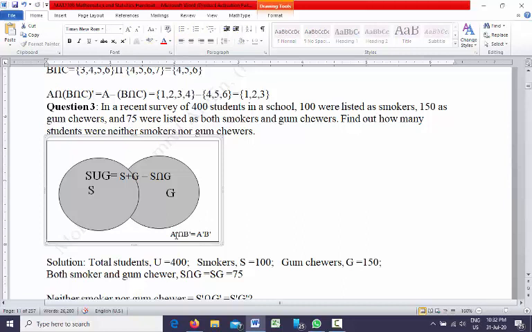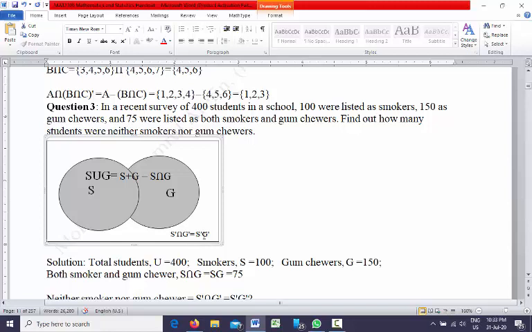Right. So the white portion is the one. White portion should be S prime G prime. So in short we can call it S prime G prime. So that means the white portion will be S prime G prime.